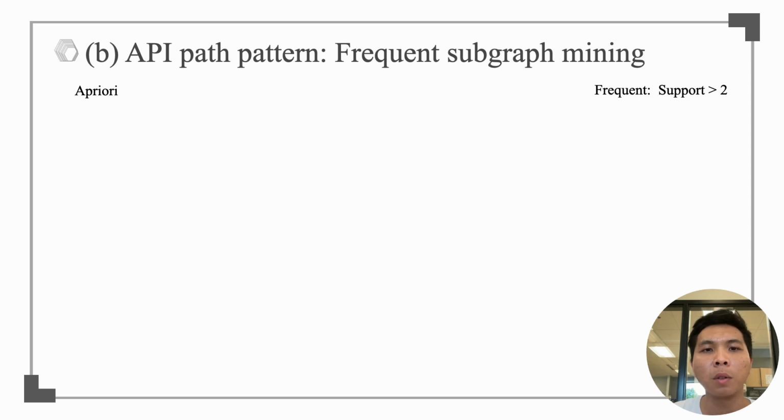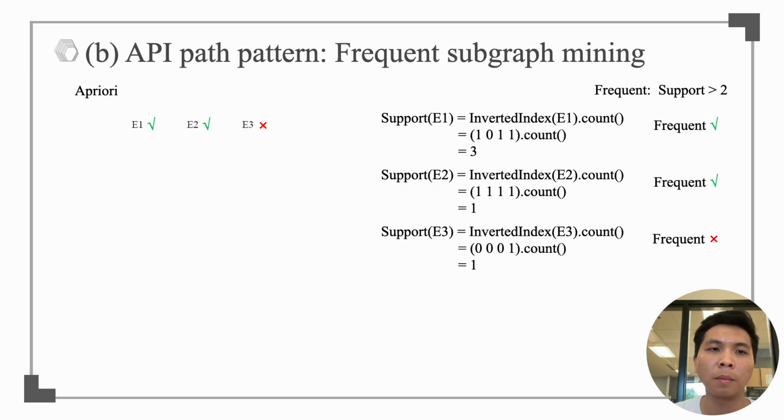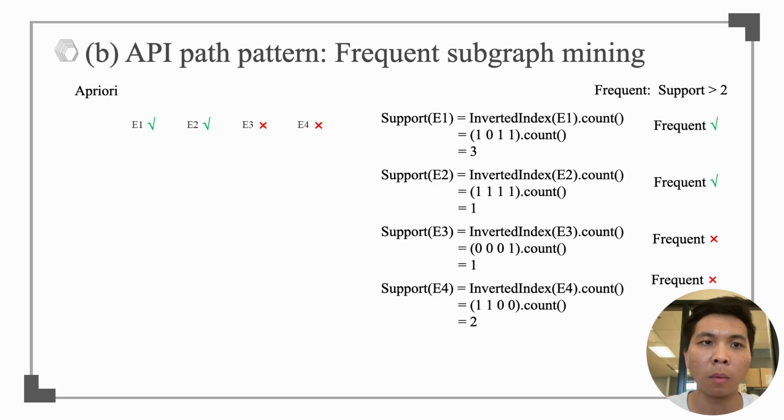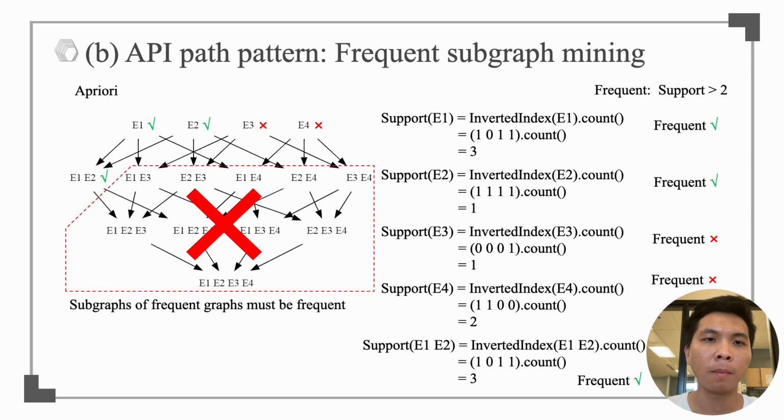For example, suppose the frequency threshold is 2, meaning it is a frequent subgraph if at least 2 graphs contain it. E1 is frequent. E2 is frequent. E3 is infrequent. E4 is infrequent. E1, E2 is frequent. According to the a priori, we only generate 2 edge candidates from frequent 1-edge subgraphs, since subgraphs of frequent graphs must be frequent. As a result, we only generate 5 candidates rather than the previous 15.